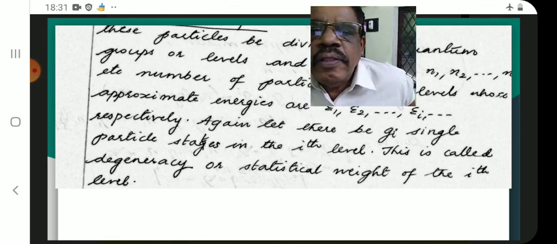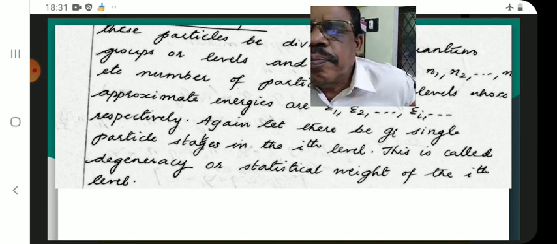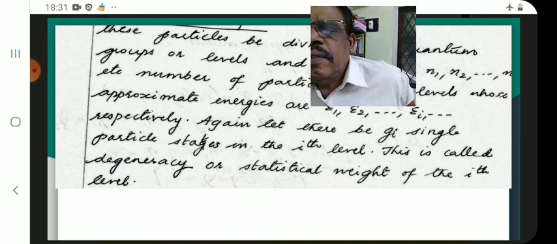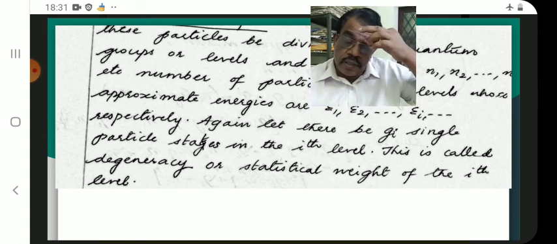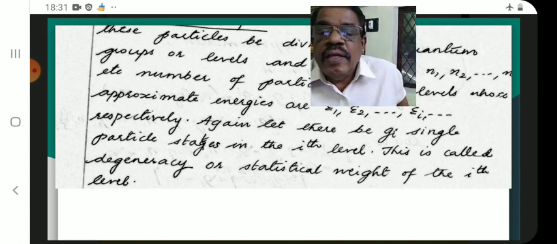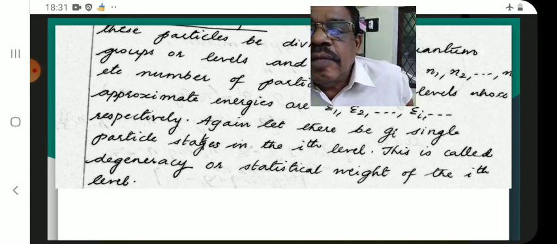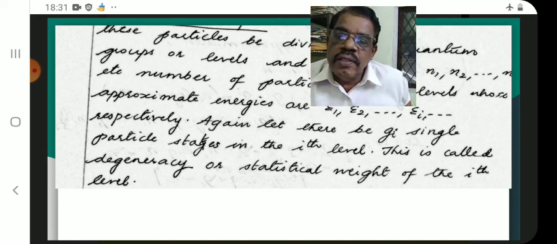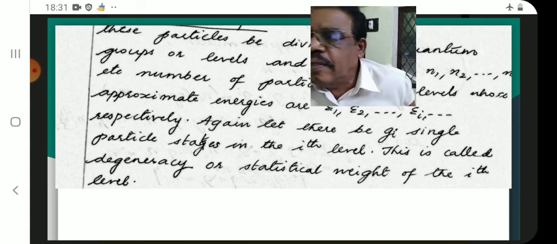Again, let there be Gi single particle states. Let there be Gi single particle states in the ith level. This is called degeneracy or the statistical weight of the ith level.